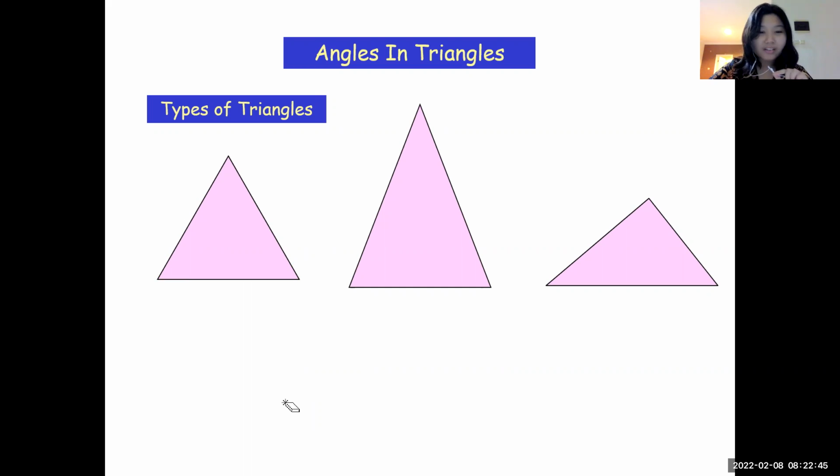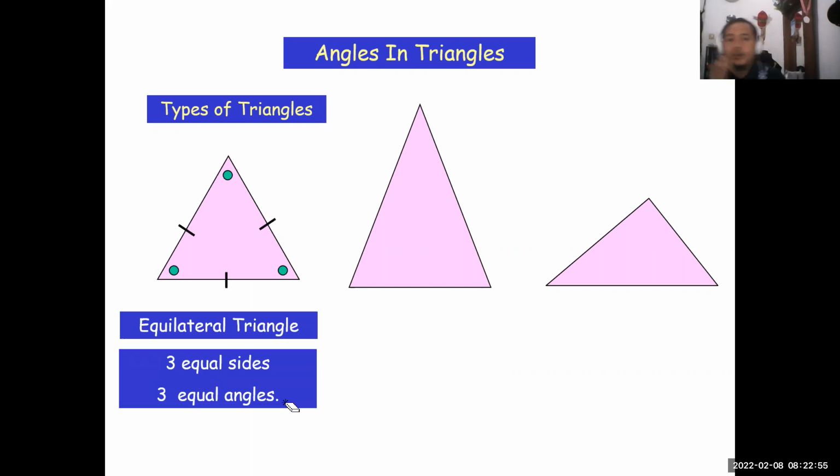Equilateral triangle. Okay, equilateral triangle means that it is the triangle in which all of the sides are the same. Very good. We call it an equilateral triangle. And as we know, an equilateral triangle has 3 equal sides, and because we have 3 equal sides, we have 3 equal angles. So the equal sides represent the equal angles in triangles. Thank you, Shannon.